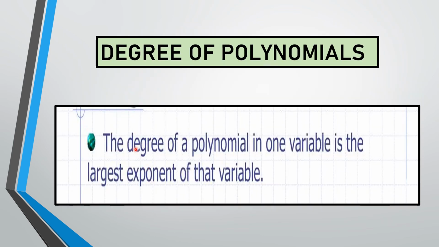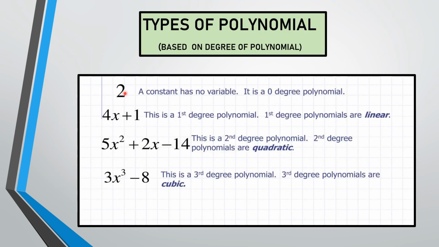Degree of a polynomial. Degree of a polynomial means the largest exponent of that variable. Exponent is nothing but power. If you have 3x square plus 7x minus 7, here the largest power of the variable x in this polynomial is 2. So, 2 is the degree of this polynomial. Let us see some examples. If you see 4x plus 1, the variable in this polynomial is x, and the largest power is 1 only. So, the degree of this polynomial will be 1.